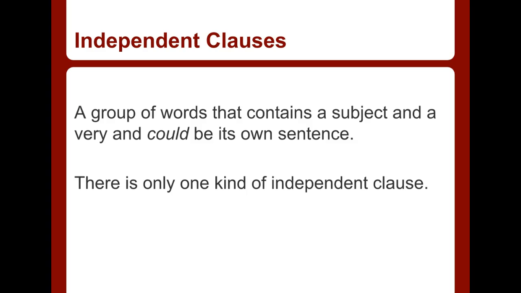Here we go. An independent clause is a group of words that contains a subject and a verb, and it could be its own sentence. It doesn't have to be, and it often is not, but it could be its own sentence. The nice thing about independent clauses is there is only one kind. An independent clause is an independent clause is an independent clause, and that's it.